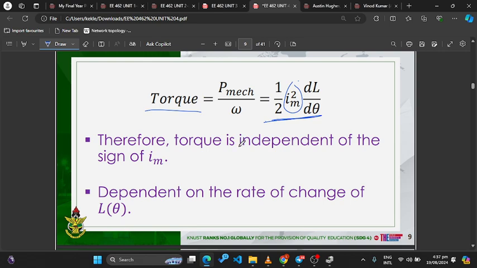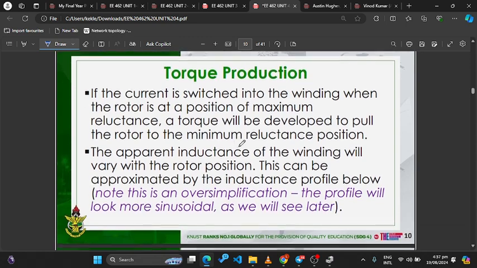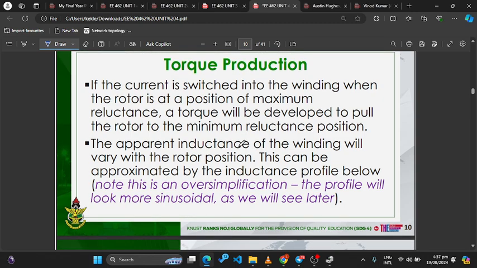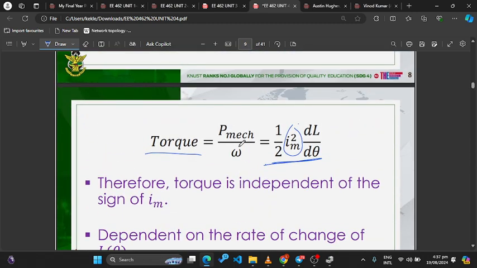Interesting. Let's go. So if the current is switched into the winding when the rotor is at a position of maximum reluctance, a torque will be developed to pull the rotor towards a minimum reluctance position. I've already explained this. The apparent inductance of the winding will vary with the rotor position, which is clear from the equations we've written. This can also be approximated by the inductance profile below. Now we see that the inductance of the machine changes with what?